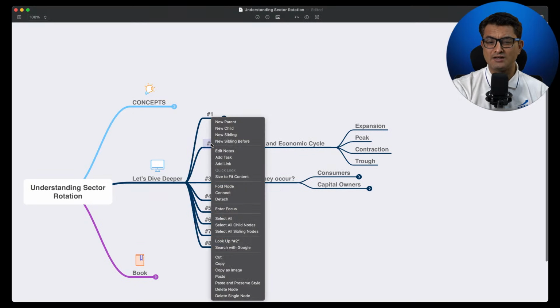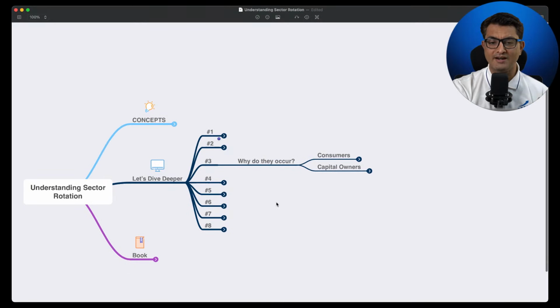Now let's try to understand a very, very important point. You might say, Vivek, why do they occur? Why don't things remain in a steady state? Why is there a cycle which happens, right? That is a very, very important point to know. Now the cycle happens because of one very prominent reason, and this is what has been talked about by Howard Marks in his book.